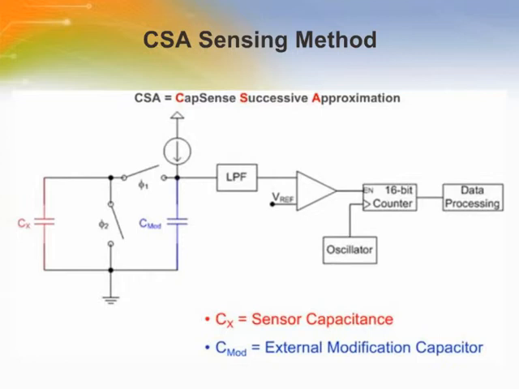The switched capacitor network charges an external modification capacitor known as CMOD. The voltage on CMOD is routed through a low-pass filter into a comparator, where it is compared to a reference voltage. The output of the comparator feeds a counter clocked by an oscillator. The output of the counter is used for data processing, where the status of the sensor is determined.